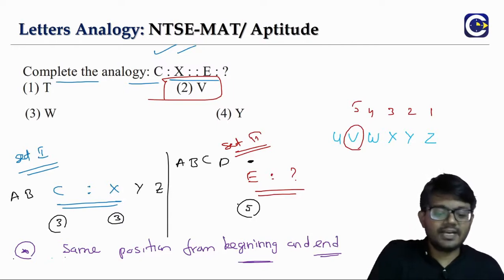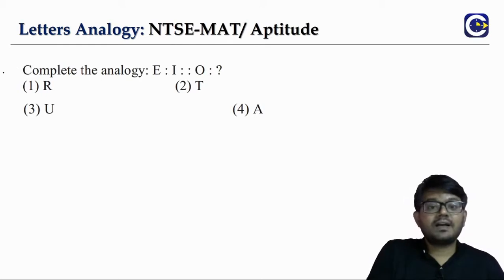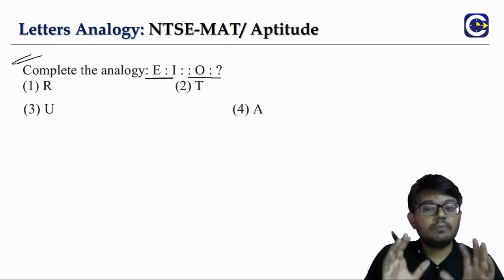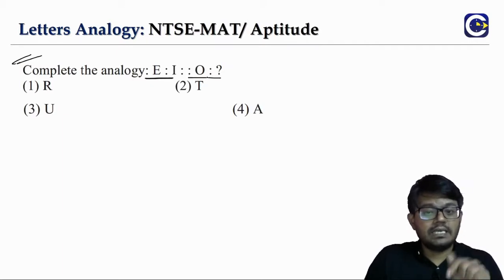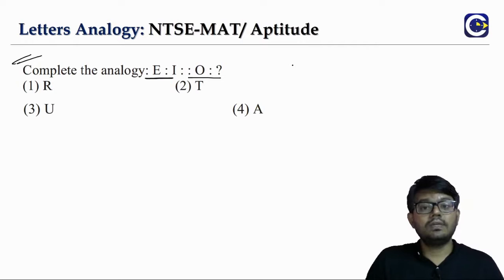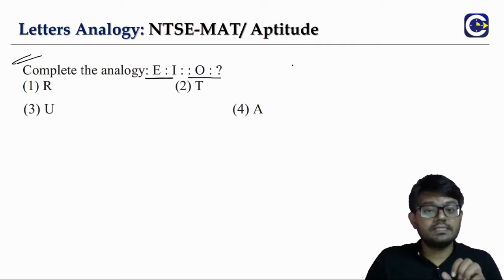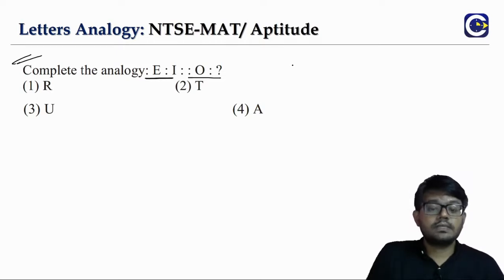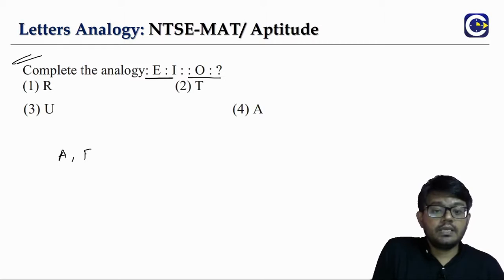Okay, so let us go to the next one. Complete the analogy. E, I, O. The moment you see these letters E, I, O, A, it's a hint basically. Maybe we are talking about vowels. The moment you see some of these things, this is the hint that you need to keep in mind. So let us look at the vowels. A, E, I, O, U.